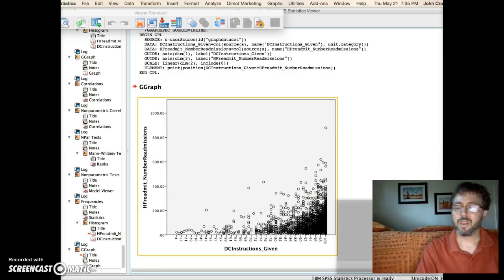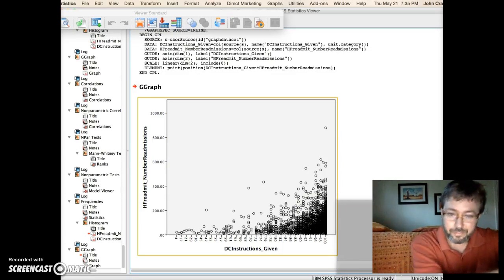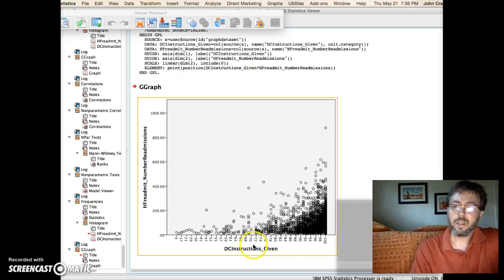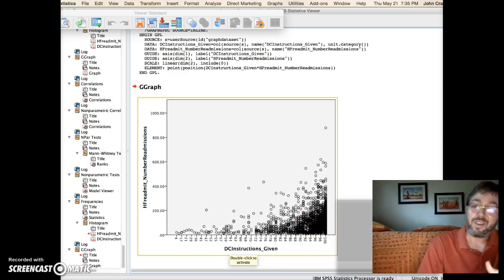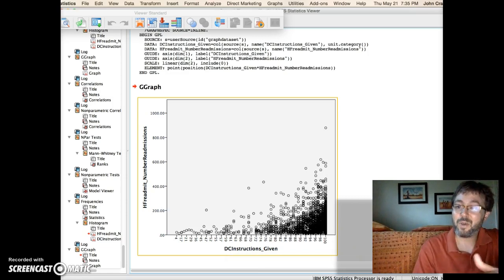Let's see this graph. Now here, you can see that for facilities that have a high proportion of discharge instructions given, most of the observations are clustered here, so that between 90 and 100% of facilities are giving discharge instructions, so they're very frequently giving discharge instructions.